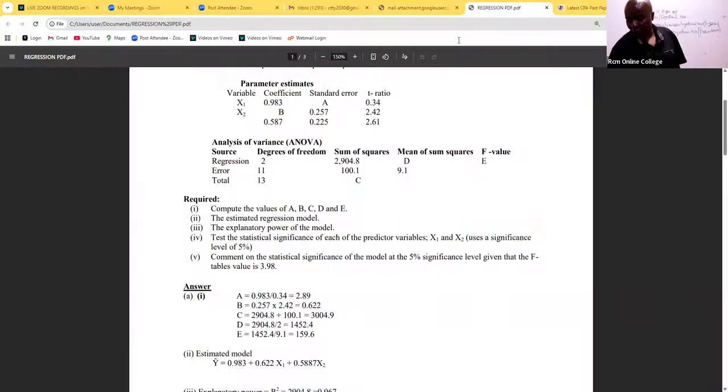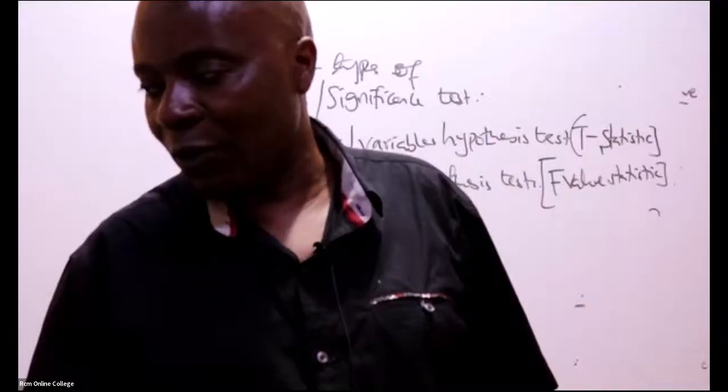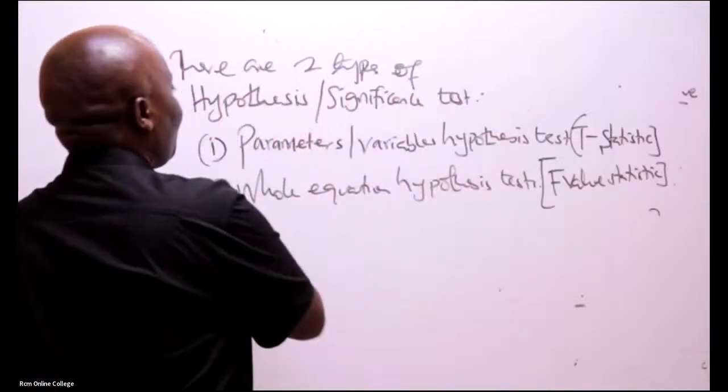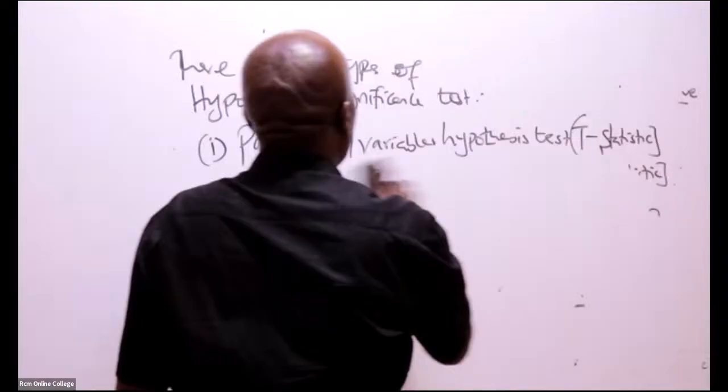If you look at number four actually, they want me to test the significance of each predictor variable. So they want me to carry out variable significance tests, and they're giving me the level of significance here as 5%. So we start with this Roman 4. Very easy. This is what they want us to do, ladies and gentlemen.